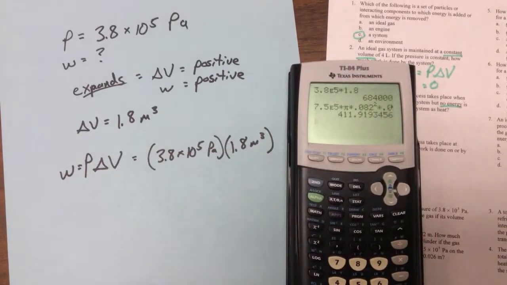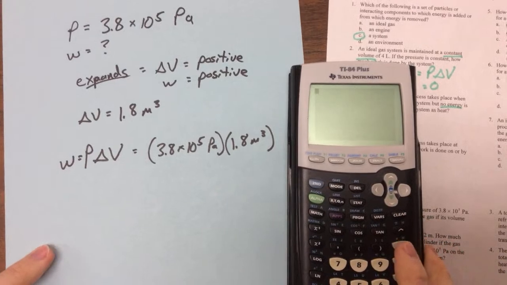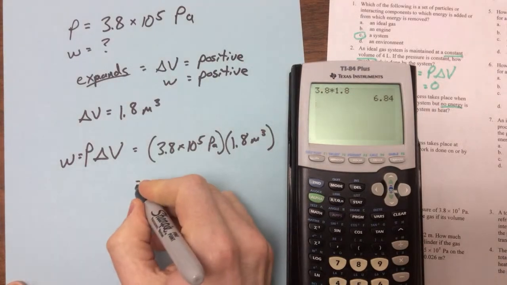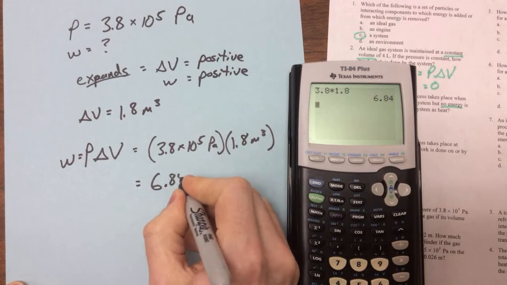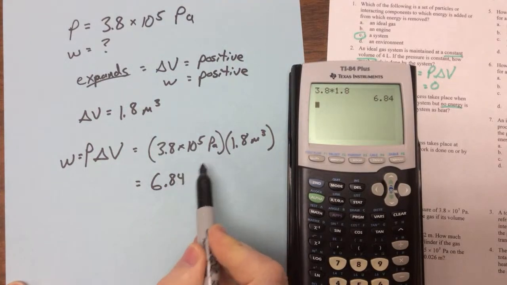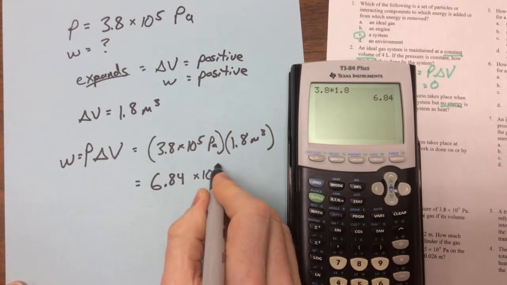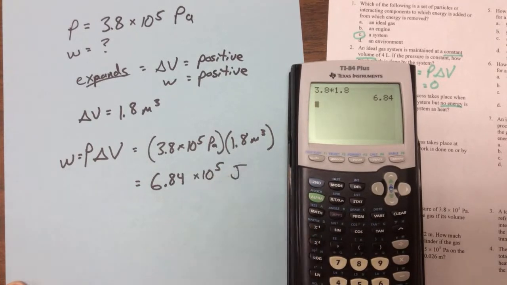All right. There are a couple ways we could do this. You could simply do 3.8 times 1.8, and that's it. Hit enter, and your answer is going to be 6.84. But remember, you have this times 10 to the 5th up here, so it's going to be 6.84 times 10 to the 5th joules.